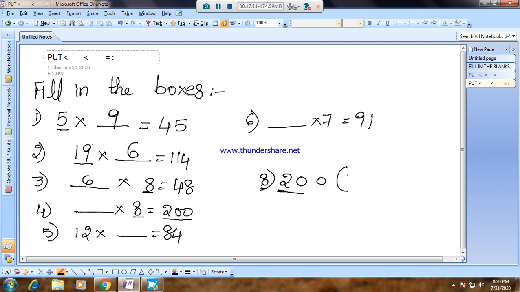8 table 20. 8 twos are 16, because 8 table 20 will not come. 0 minus 6 is not possible. Borrow. And this will become 1. 10 minus 6. Open your 10 fingers and close 6. How much will we get? 4. Now 1 minus 1. 0. And the 0 will come. 8 table 40. 8 fives are 40. So what is the answer? 8 25s are 200.